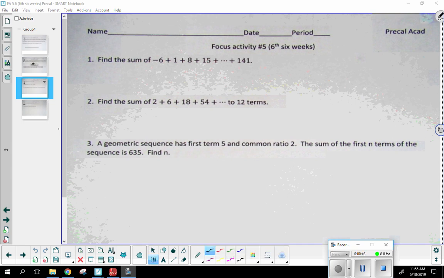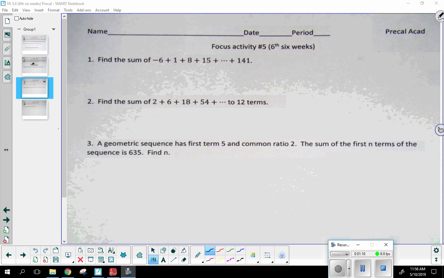Okay, so let's see what it says. This is going back to sequences and series. It says find the sum of -6 plus 1 plus 8 plus 15 plus ... all the way to 141. Okay. All right. So how many formulas were there if it was an arithmetic sequence? 2. Okay, 2. And is that what we're dealing with here?